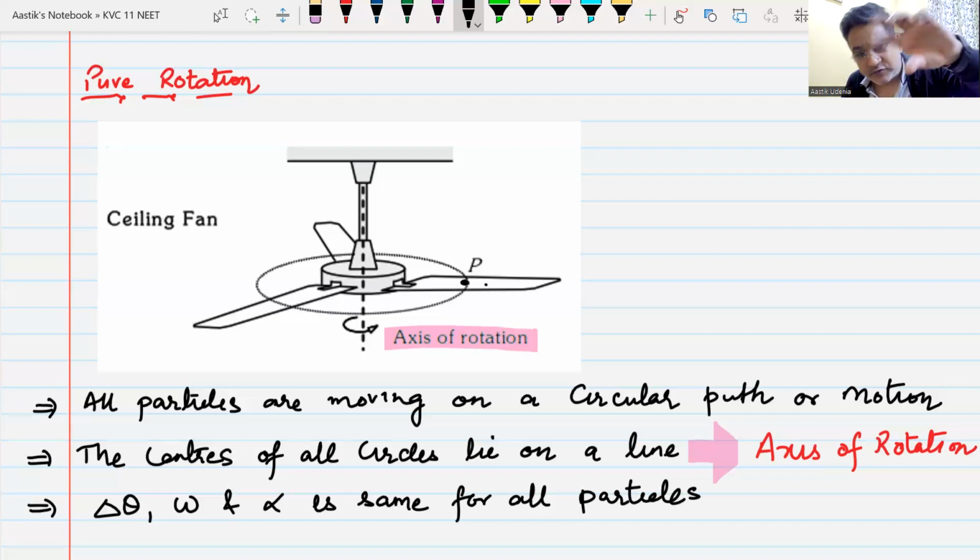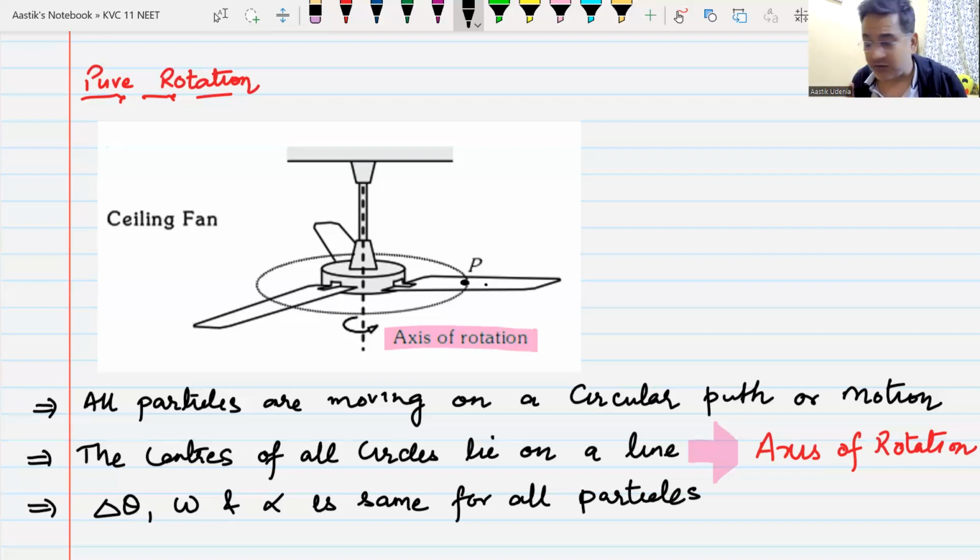All the particles will rotate with the same angular velocity. All the particles will rotate with the same angular acceleration. Do you remember omega and alpha? Angular velocity, angular acceleration. Do we remember this? Yes or no? So, pure rotation is just same as pure translation, but there the body was moving like this. Now the body is moving or rotating like this. Do we understand this? Okay.